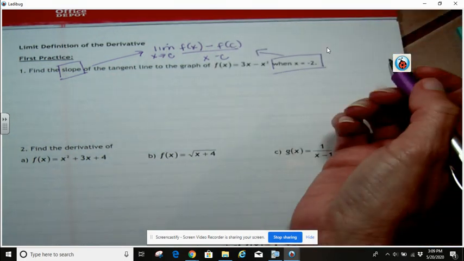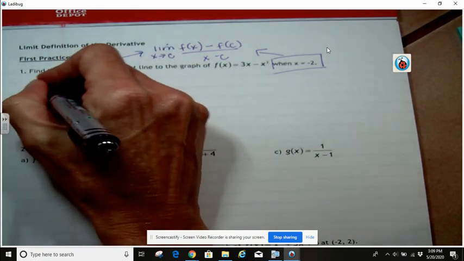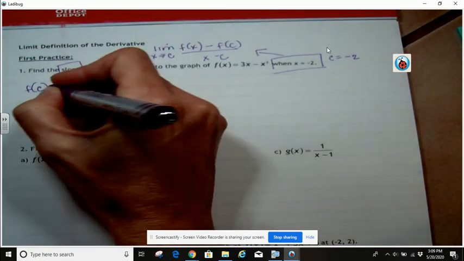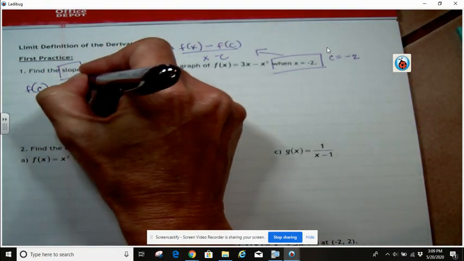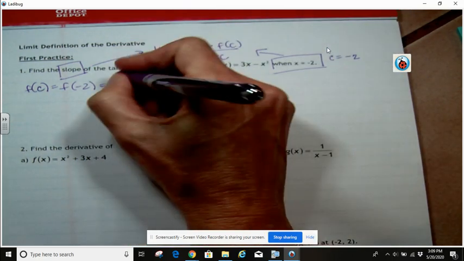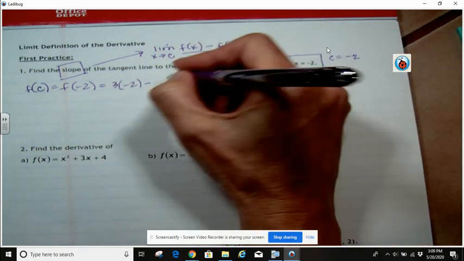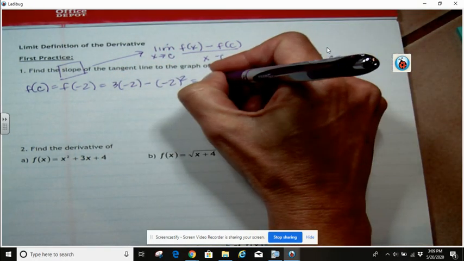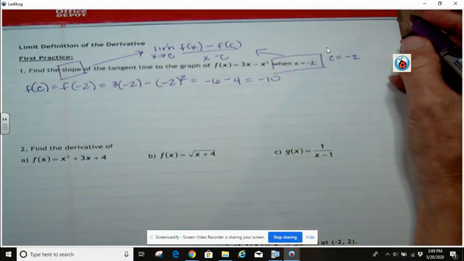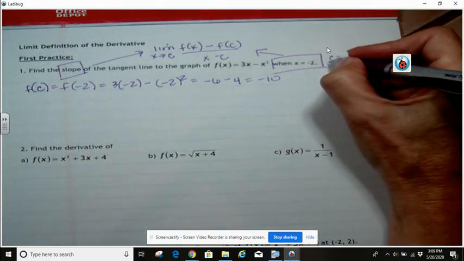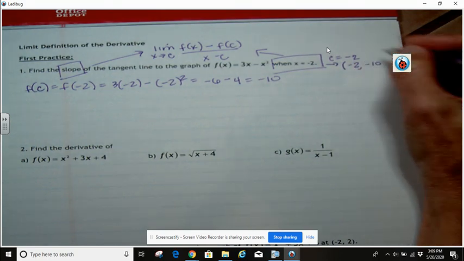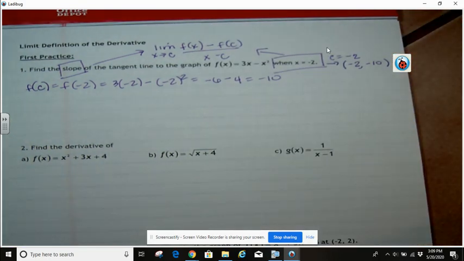So the first thing you want to do is find f of c. And remember, this means c equals negative 2. So basically that means we're going to find f of negative 2 for this function. I'm just replacing the x's with negative 2. So I've got negative 6 minus 4, which is negative 10. So what we found is that when the x coordinate is negative 2, then the ordered pair, or the point on the function, is negative 2 comma negative 10.